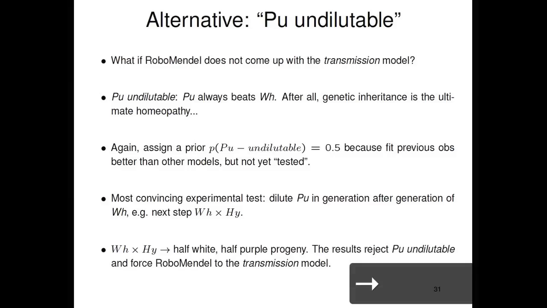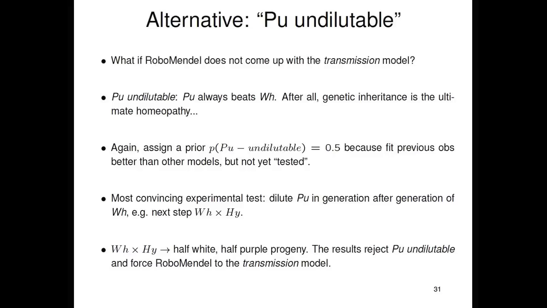So even if Robo-Mendel didn't think of this so-called transmission model, it's interesting under the expectation potential information metric. It will still, for example, if it proposes, let's say, a purple undilutable model. In other words, imagine purple always beats white no matter what.